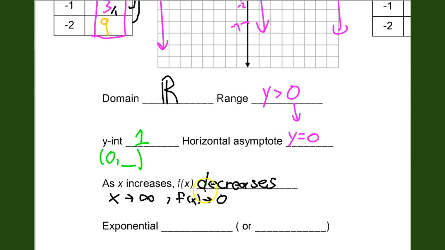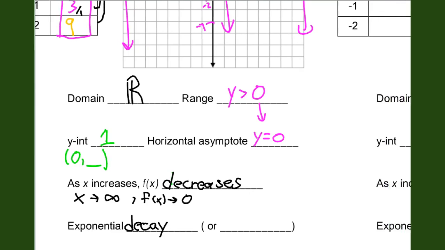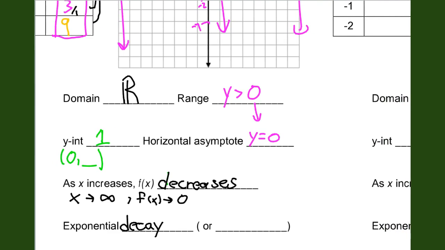We say if it's decreasing, that's the same thing as decaying. It decays. In your science classes, you've probably seen radioactive decay. This radiation will decay over time. It uses an exponential function to measure that, to see how long it takes radiation to actually be absorbed.